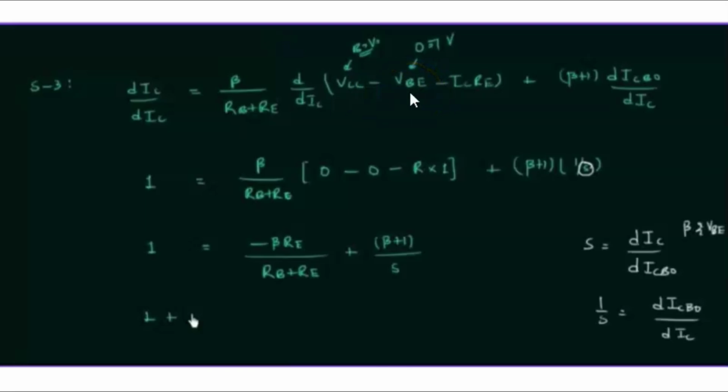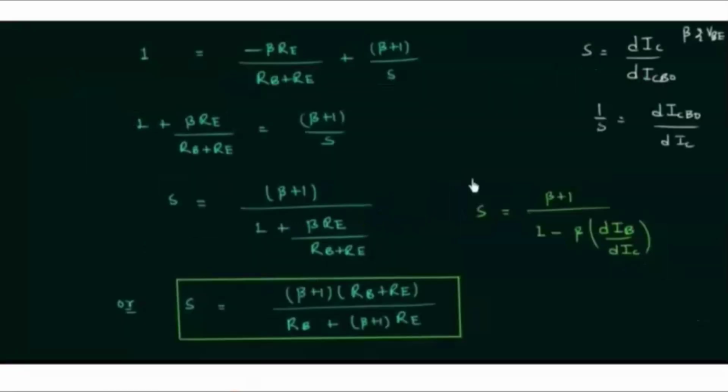VB is equal to 0.7 volt in case of silicon diode which is also a constant, तो इसका भी differentiation 0 and ICRE का अगर हम लोग differentiation करें so RE is going to be as a constant and IC के respect में differentiation is equal to 1. And यहाँ पे we know that stability factor is equal to DIC by DICBO. अगर हम लोग इसको inverse कर दें so we are going to get this value as 1 by S. So we have just substituted the value here. Now we just have to take the LCM and do the solving, from which we are going to get the value of stability factor as beta plus 1 times RB plus RE by RB plus beta plus 1 times RE.